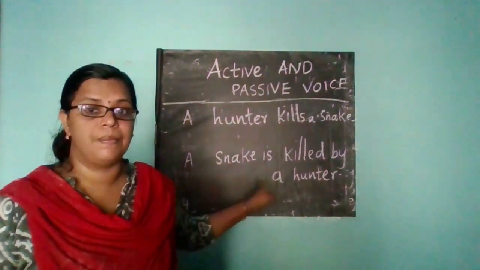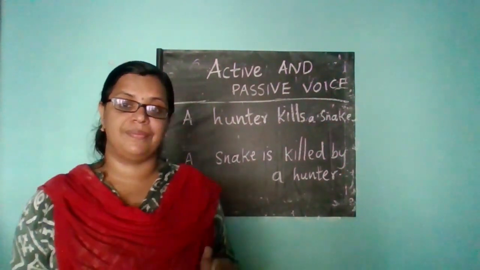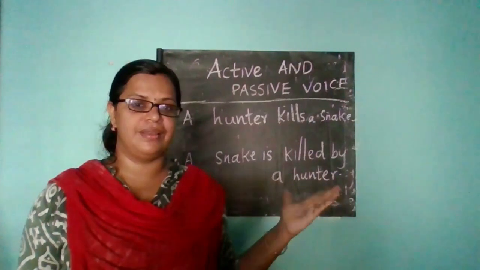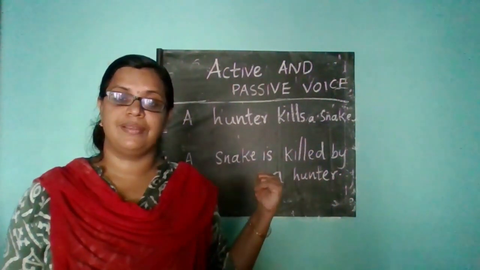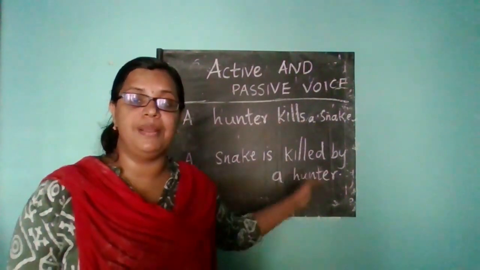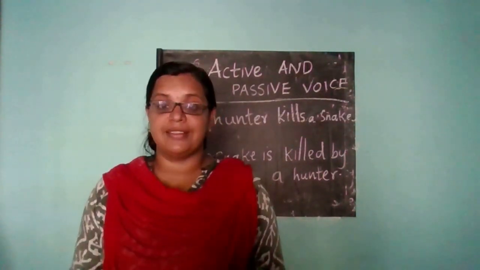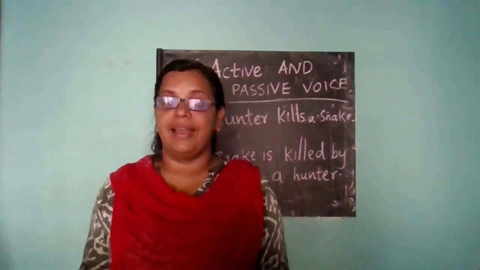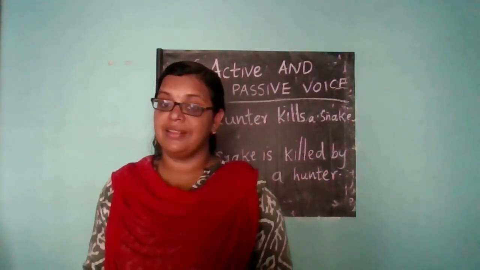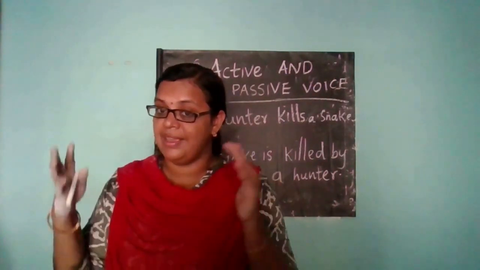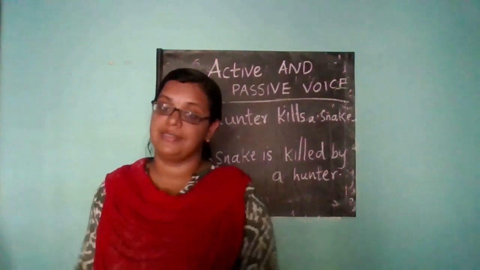See the second sentence. Which is the subject? A snake. Is it active? No, it is not doing anything. It is passive. So, we can say that the verb in the second sentence is in passive form. In short, if the subject of the verb is active, that verb is in active voice. Whereas, if the subject of the verb is passive, the verb is in passive voice.